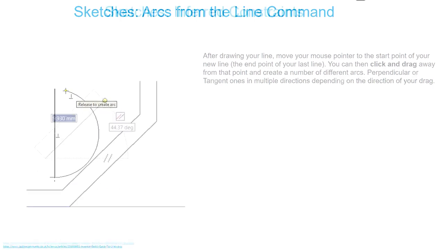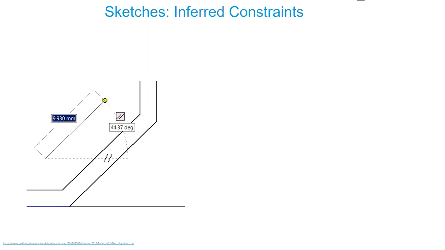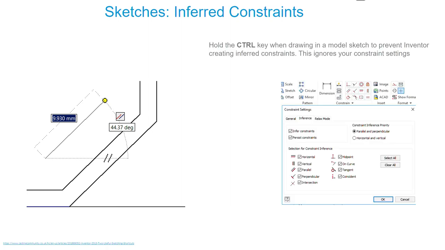Right, the next one is inferred constraints. So inside of Inventor, we set up a bunch of inferred constraints in our sketches, and sometimes they become irritating. So if I was drawing that line there and I didn't want it to be parallel, if I hold down Control, that inferred parallel constraint won't snap. So you might be drawing something and go, I actually don't want that to be parallel or perpendicular. Hold down Control and you'll be able to override that inferred constraint.